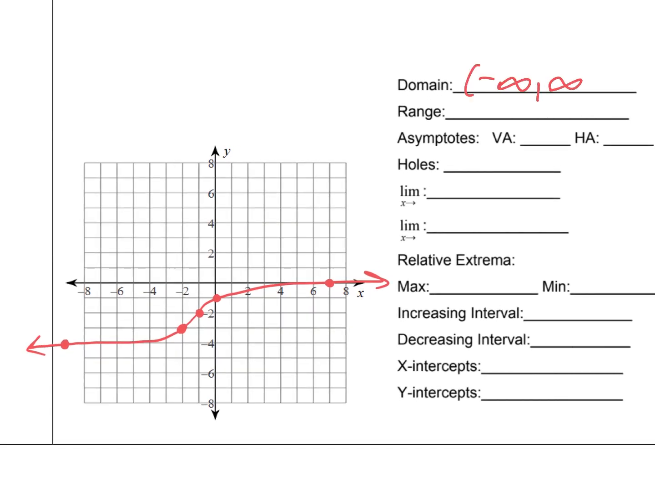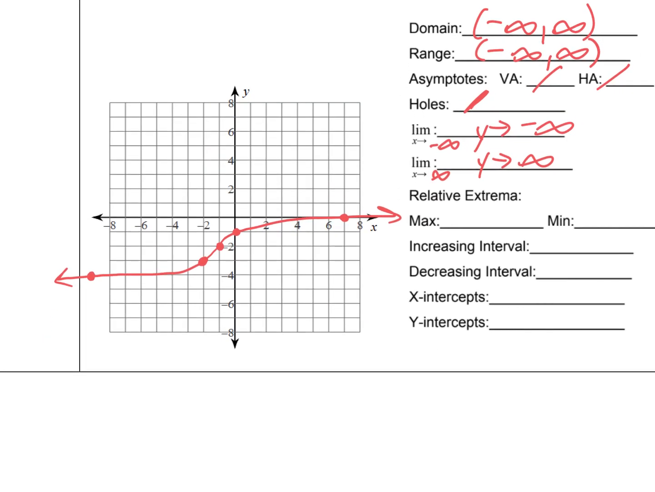Good. It's going left forever, right forever. What about the range? Same thing. Bottom forever, or down forever, up forever. Okay. Asymptotes or holes? No, no, no. Okay. Limits. I should copy what for the x's? Domain. And then as x goes left forever, y is going... It's going to negative infinity. It's going down forever. Okay, and as x goes right forever, y is going up or down? Up. So positive infinity. Okay.